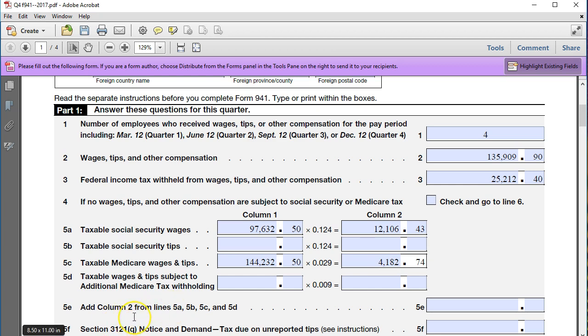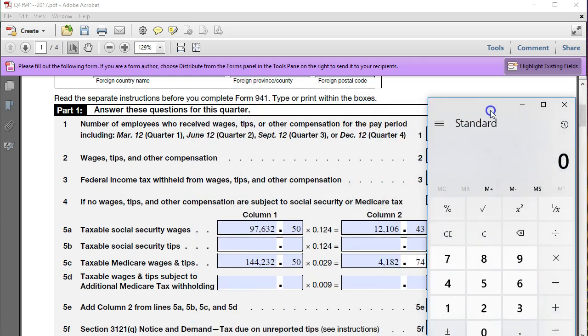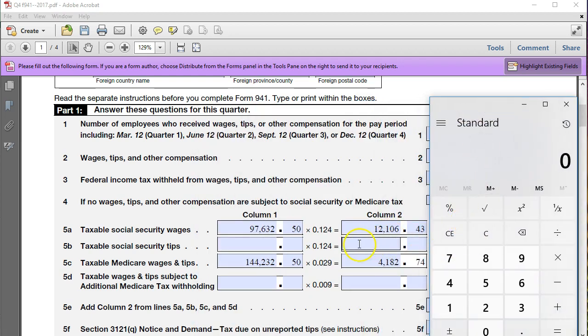Next, we've got add column 2 from lines 5A, 5B, 5C, 5D. So we're just going to add these up then. It's going to be good times. So we got to pull the calculator out. Column 2, we're adding up 12,106.43 plus 4,182.74.